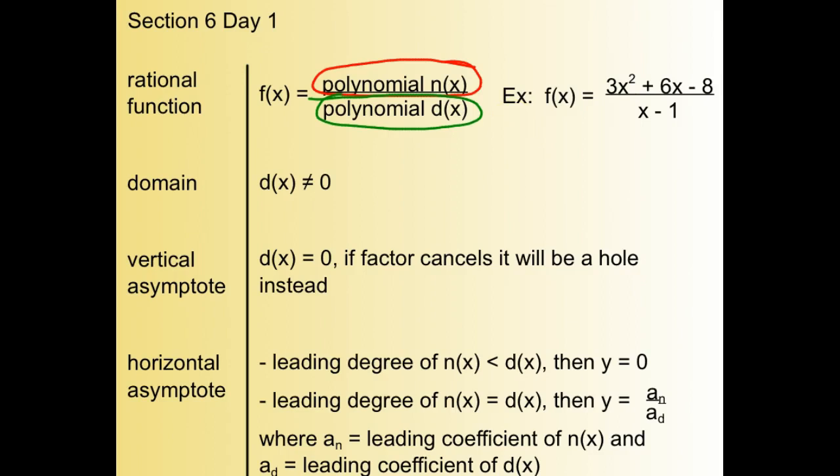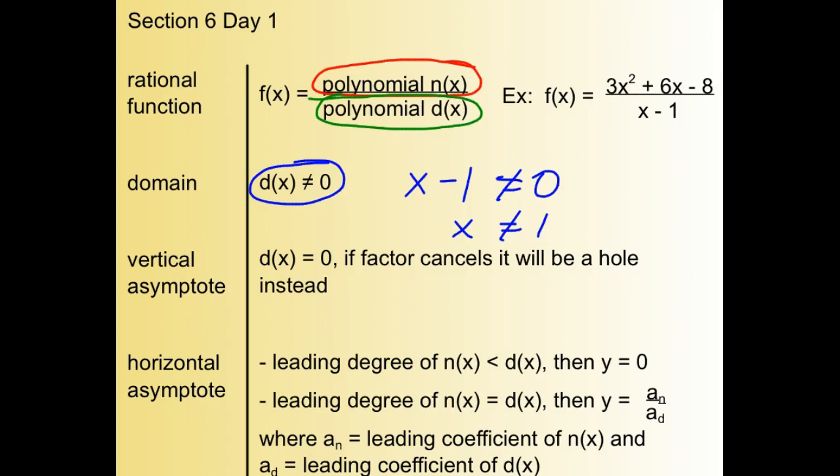An example of a rational function would be 3x squared plus 6x minus 8 in the numerator. That would be our numerator polynomial, all over x minus 1, which would be our denominator polynomial. Notice for the domain, when you're looking at restrictions, that would be when the denominator function is equal to 0. So you set the denominator of the polynomial not equal to 0 and solve. For our example function, we would set x minus 1 not equal to 0. So x could not equal 1, adding 1 to both sides. And that would be the domain of our example rational function.